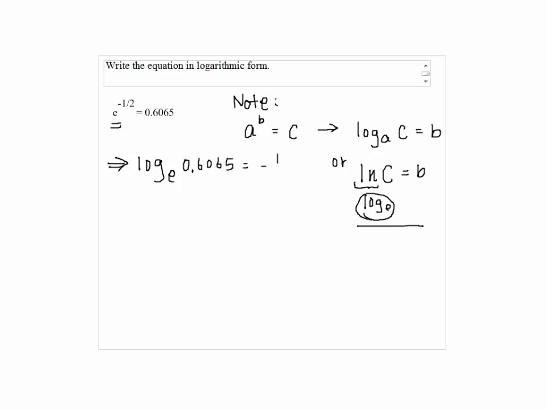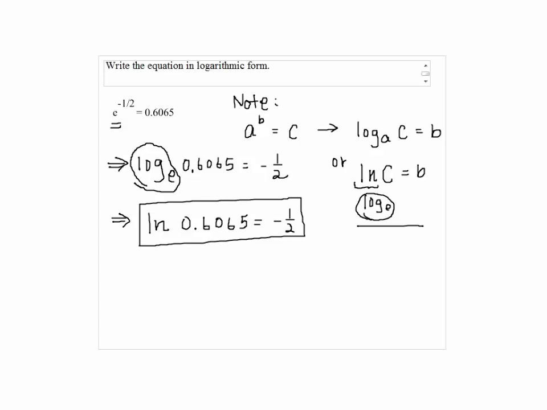0.6065 equals negative 1/2. Now, log base e could be written as ln, so we have ln 0.6065 equals negative 1/2. That's the answer.